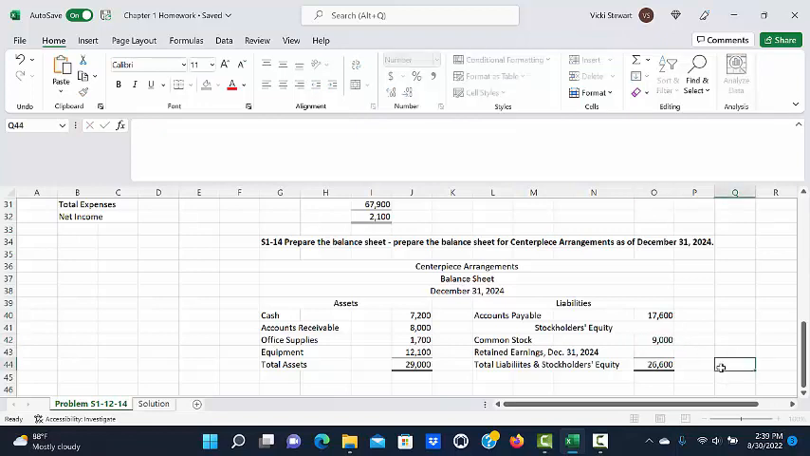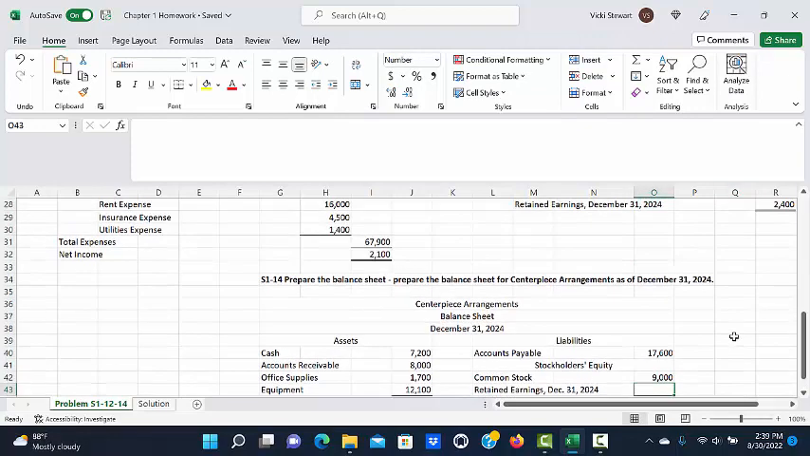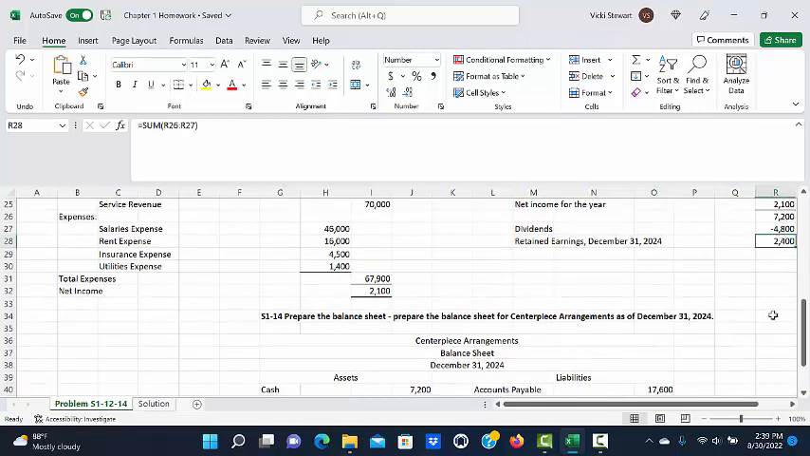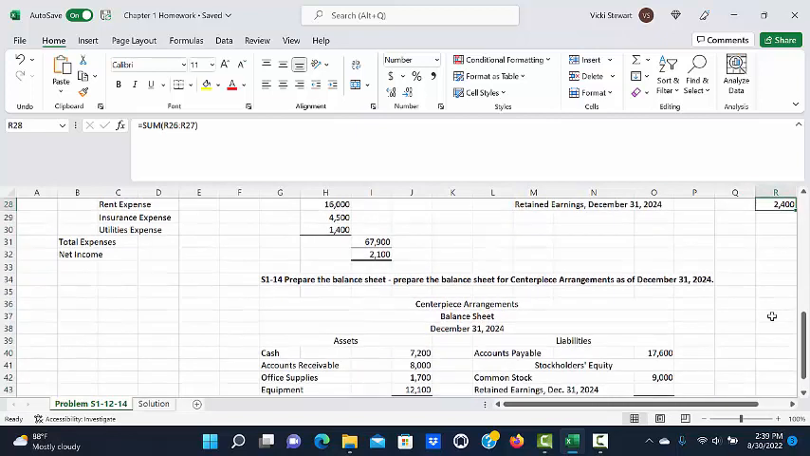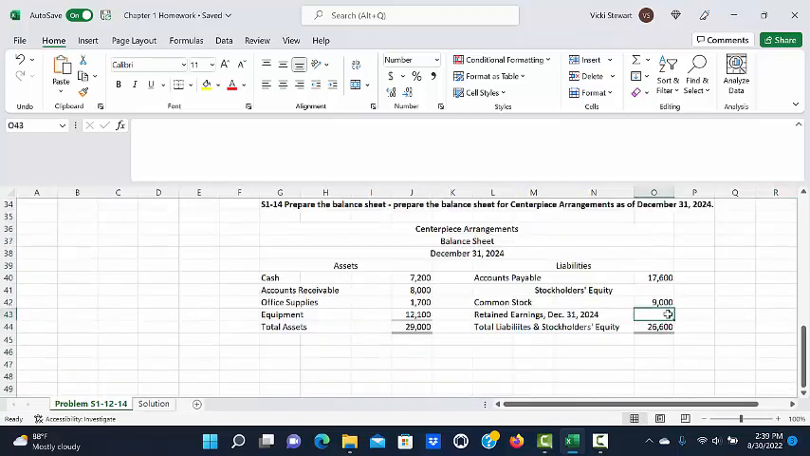And then we need our retained earnings at the end of the year. So as we stated before, we have computed the retained earnings for the end of the year to be $2,400. So that's why we have to have the statements completed in that order. Now when we add our accounts payable, common stock, and our retained earnings, we get a total of our liabilities and stockholders' equity of $29,000. And yes, we are in balance. Our total assets equals the total liabilities plus stockholders' equity.